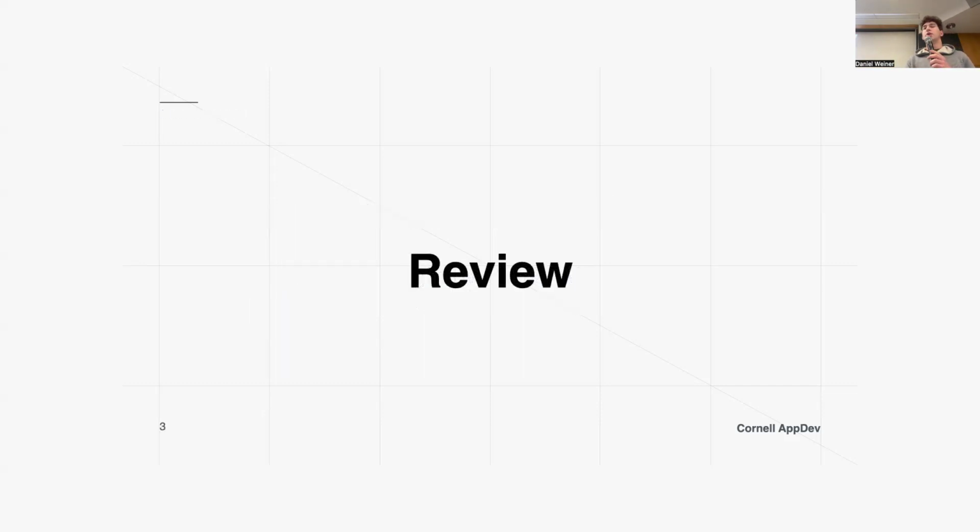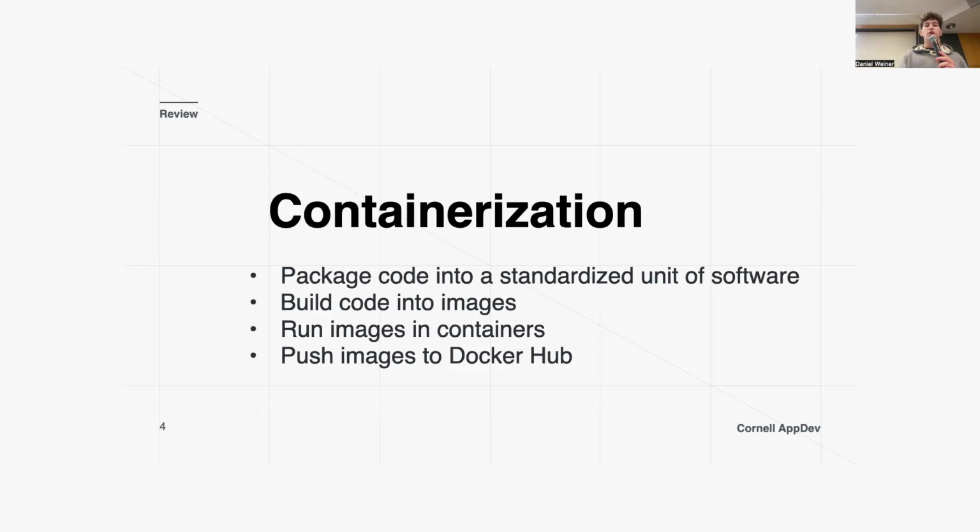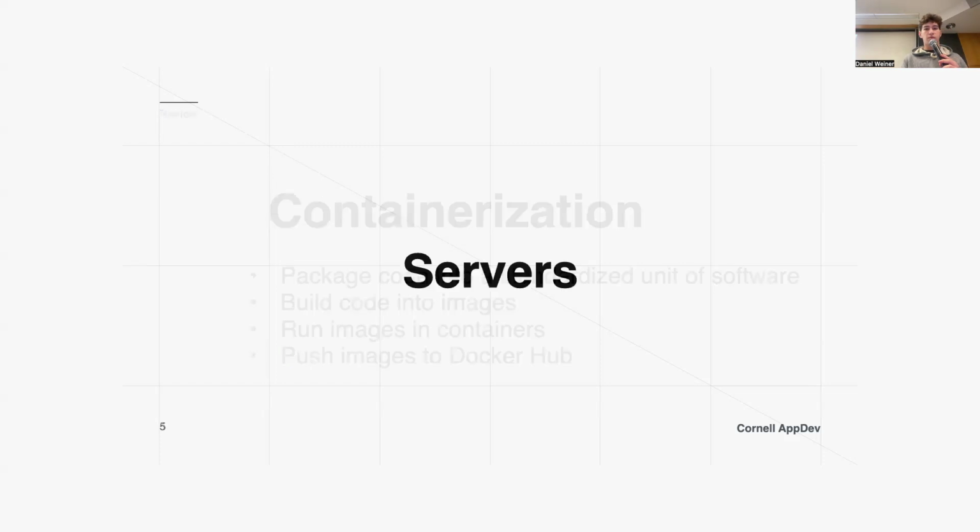Okay, so a little bit of quick review from last week. We learned about containerization, which is just packaging code into standardized units of software. And we can then build that code into images, run those images in containers, and then we push those images to Docker Hub. So now let's dive a little bit more into servers.